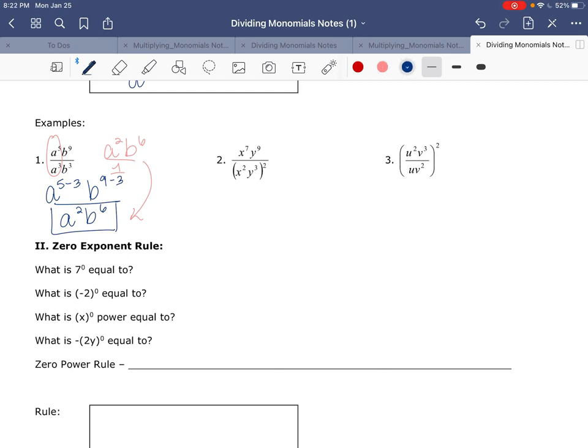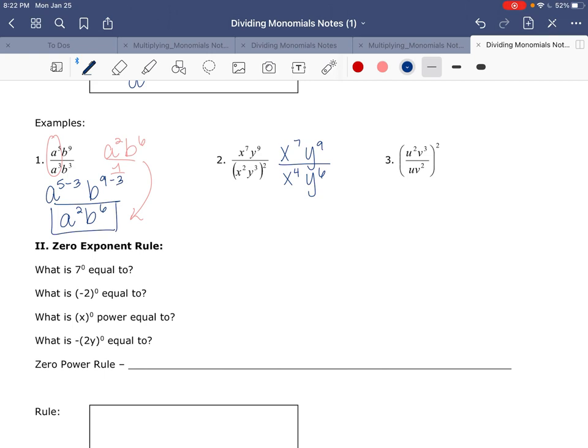When we look at 2, I can't simplify anything in the numerator, but I have a power raised to a power in my denominator. And remember from last class, when you have powers raised to a power, you multiply the exponents. So that 2 is going to kind of distribute in to the x squared and the y cubed. So that becomes x to the 7th, y to the 9th in the top still, and then x to the 4th, and then y to the 6th.